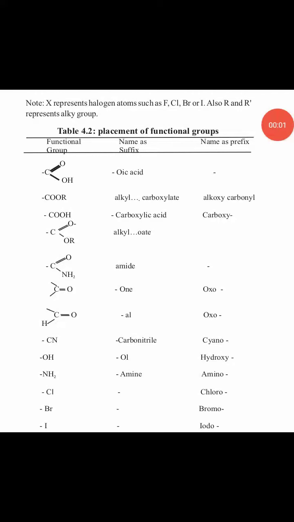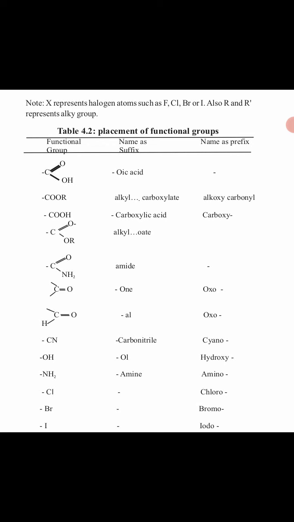All right, like I told us at the beginning, X represents any halogen atoms such as chlorine, fluorine, bromine, or iodine. Yes, any halogen. While R and R prime represent any alkyl groups. Now let's talk about the placement of functional groups.